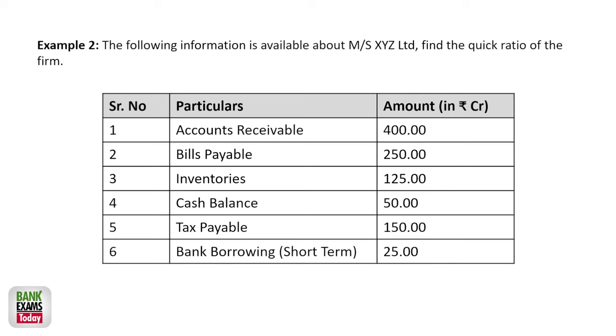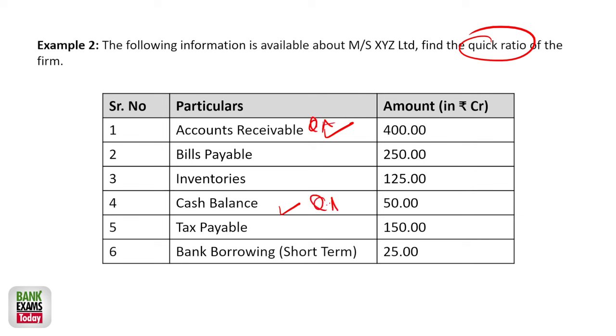The following information is available about Messrs. X, Y, Z. Find the quick ratio of the firm. So now give it a close look. These kinds of questions are asked in the paper. You have to find out the quick ratio. Very exam oriented questions. See students, which of these are quick assets? Account receivables are quick assets. Cash balance is a quick asset, right? So these are quick assets.